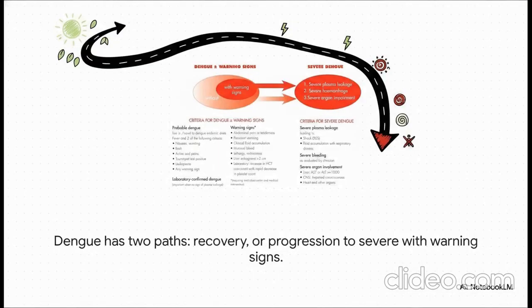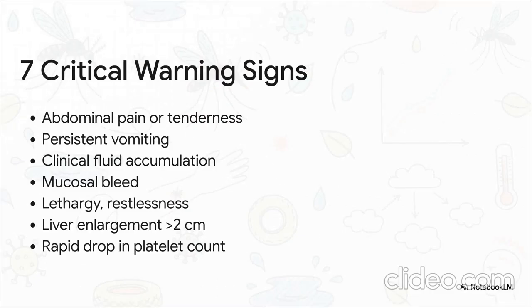Now, this is where things get really, really interesting. This diagram perfectly shows the critical turning point. You can think of it like a fork in the road. Most patients, thankfully, will go down the path to recovery. But for a few, the illness takes a very dangerous turn. And it's all signaled by a specific set of what are called warning signs. And that's why spotting that turn is so crucial.